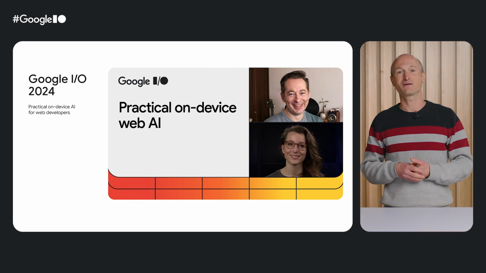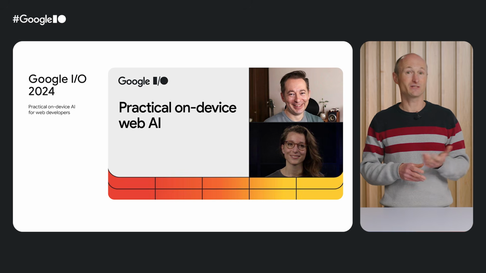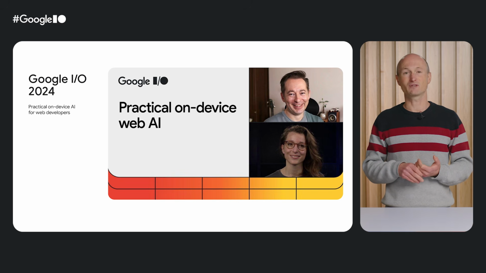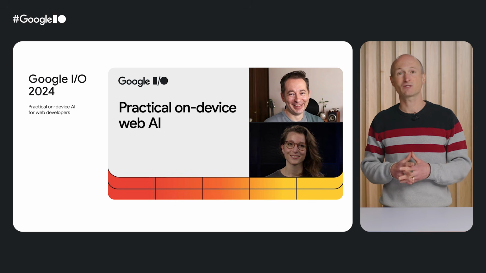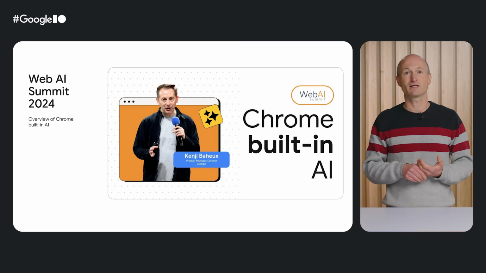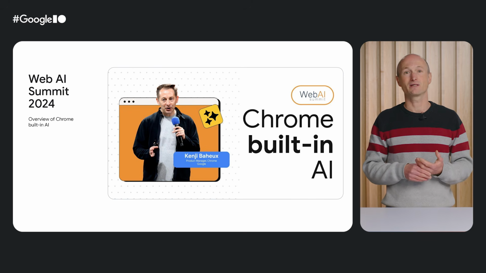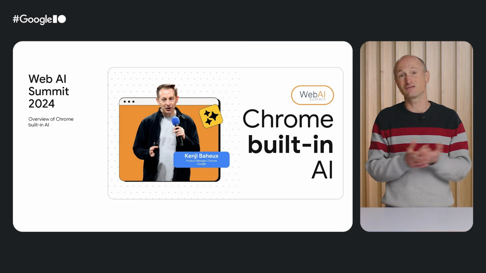The concept of built-in AI was introduced by my colleagues Kenji and Maud in their talk Practical On-Device Web AI from Google I/O last year. I highly recommend you go check out that talk or watch it again. Since then, we've well established the concept of built-in AI, reshaped the API surfaces multiple times based on developer feedback, and made some important quality improvements to the AI model. Kenji provided a first update of the built-in AI effort at the Web AI Summit in November. Again, I highly recommend you watch this talk and all the other Web AI Summit talks, in fact.